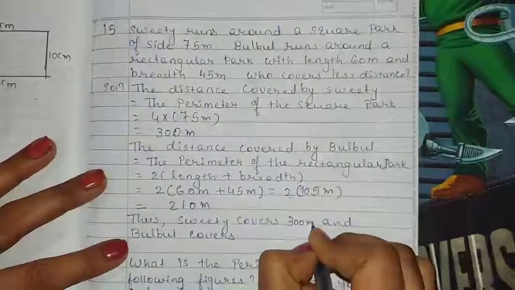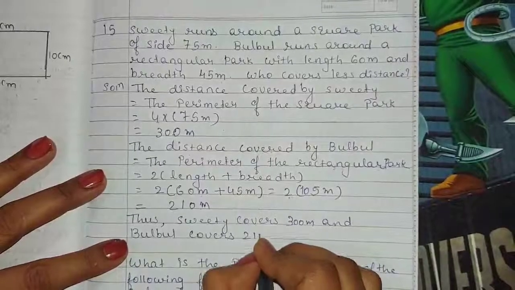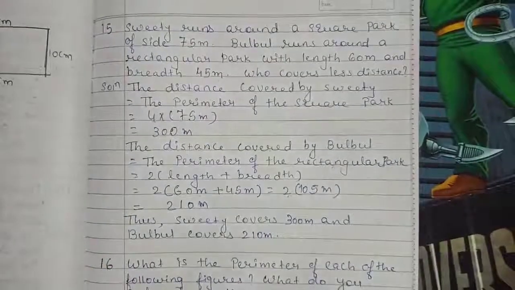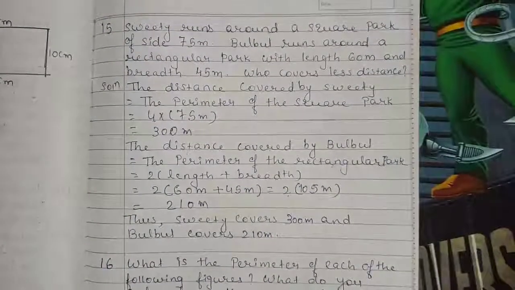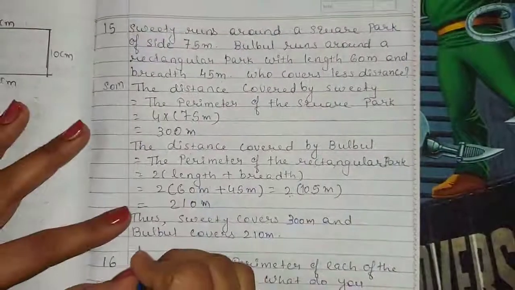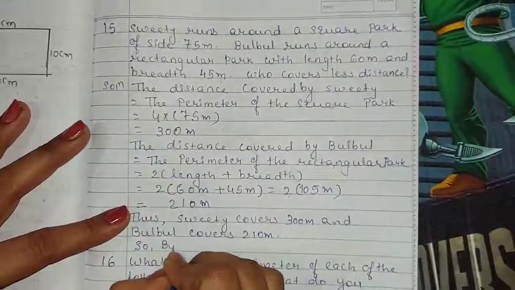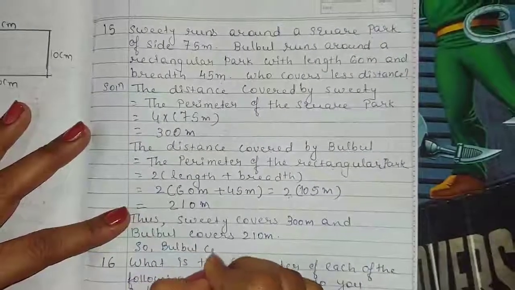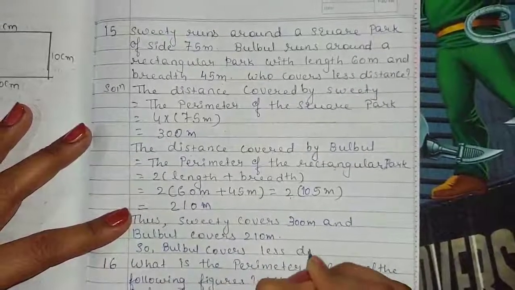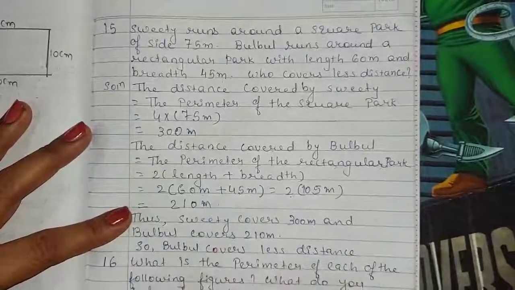Thus, Sweetie covers 300 meter. And Bulbul covers 210 meter. Therefore, whose distance is less? So, Bulbul covers less distance. That is 210 meter.